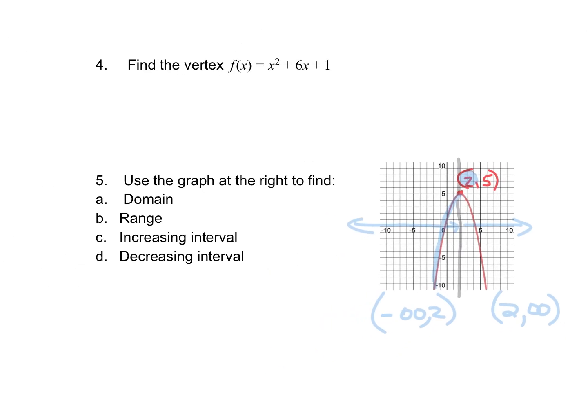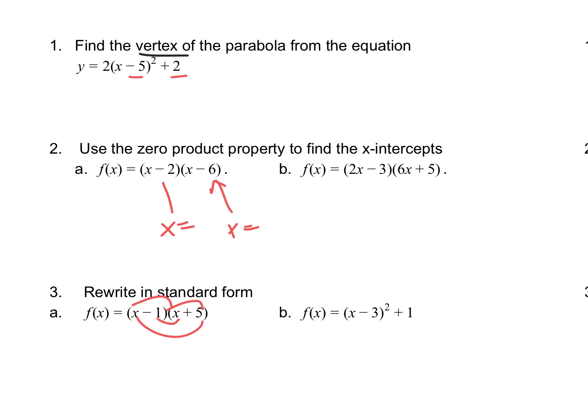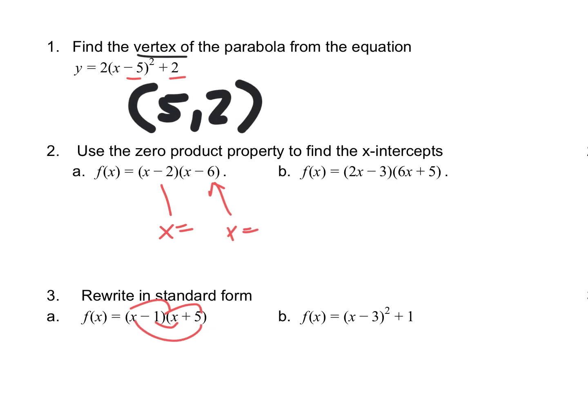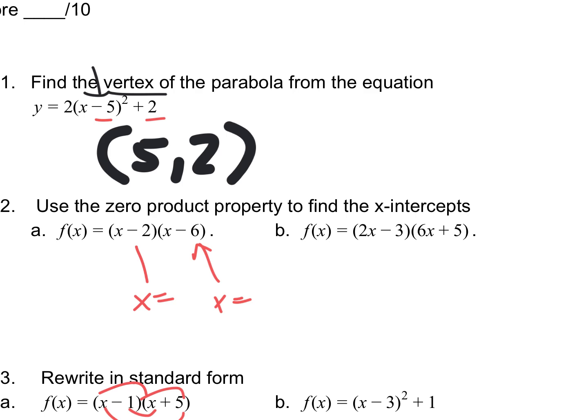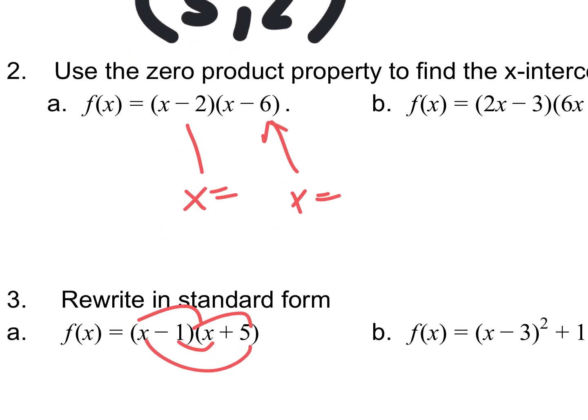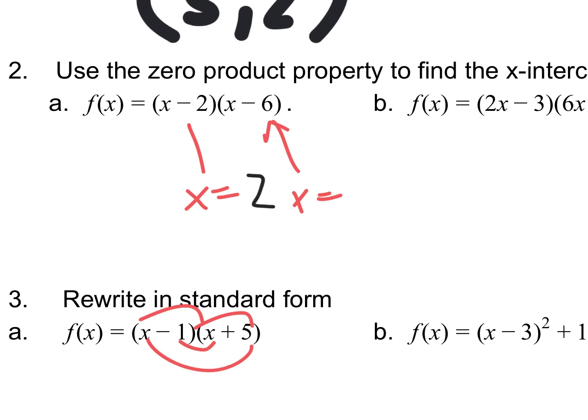All right, so here's a recap of the actual answers for this first part. Imagine this was the test. See how you would have done. The vertex here was 5, 2. That was kind of a no-brainer. Just take the opposite of this number. All right, then this one is x equals 2 and x equals 6. It's the things that make it equal 0.